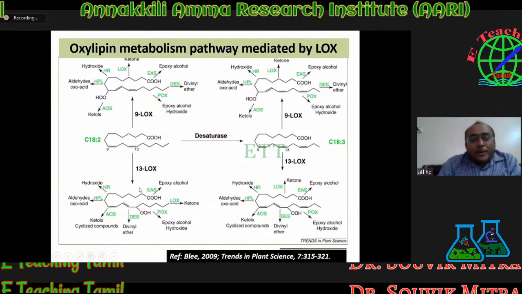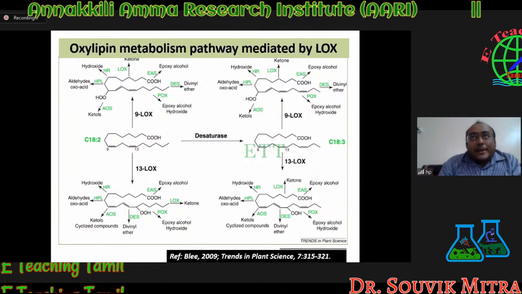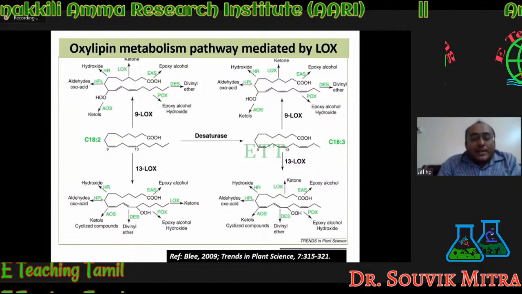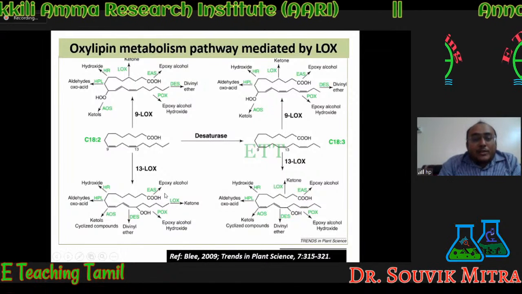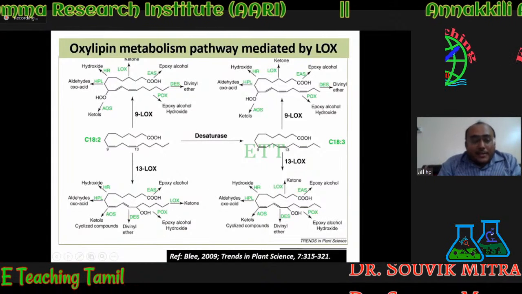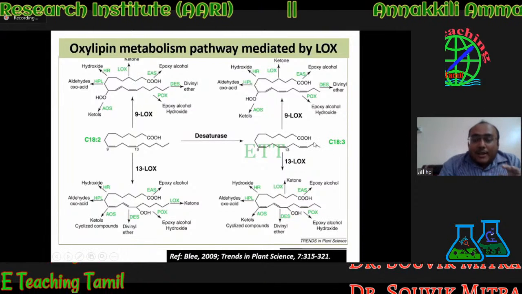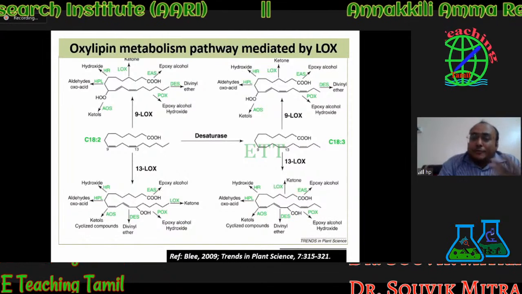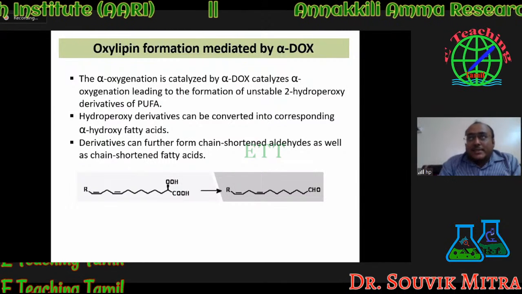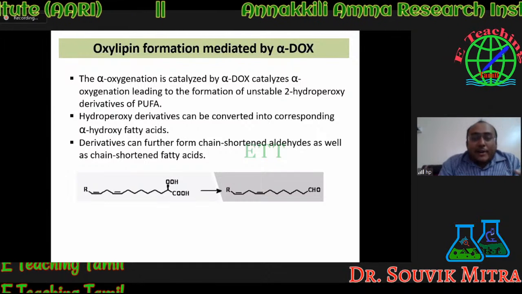Now, these two hydroperoxy fatty acids, or the other hydroperoxy fatty acids formed by different isoforms of lipoxygenase, will act as the precursor for other enzymes. The other enzymes will work on these hydroperoxygenated fatty acids and form different other metabolites. In this way, the 18:3 fatty acid, alpha linolenic acid, can also act as the precursor. Apart from lipoxygenase, another enzyme is there, but it is not as dominant as lipoxygenase. This is alpha dioxygenase.